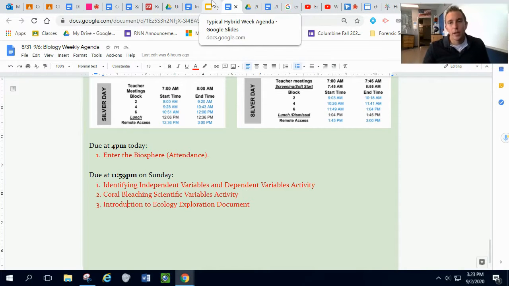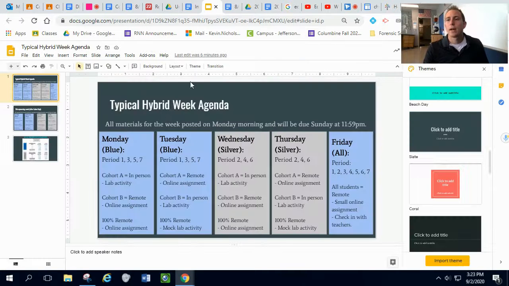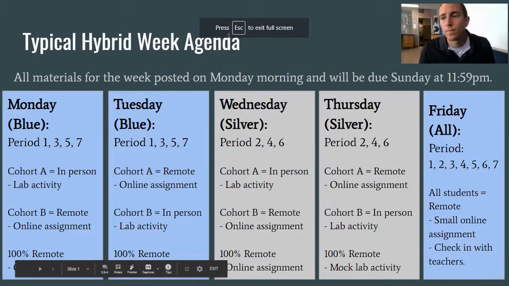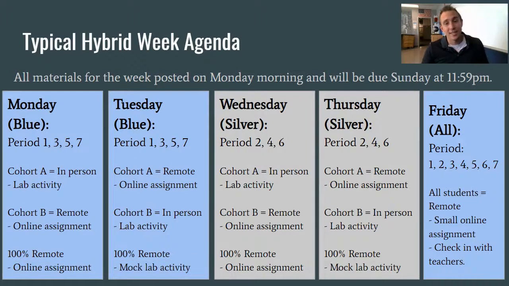Now for next week, since we're going to be transitioning into hybrid, I wanted to kind of show you what that's going to look like. Now, to be honest, the schedule is a little wonky. It's going to take some getting used to. And I really tried to streamline it as much as possible to help you figure out what's going on each day. So essentially, a typical week is going to be split up like this.